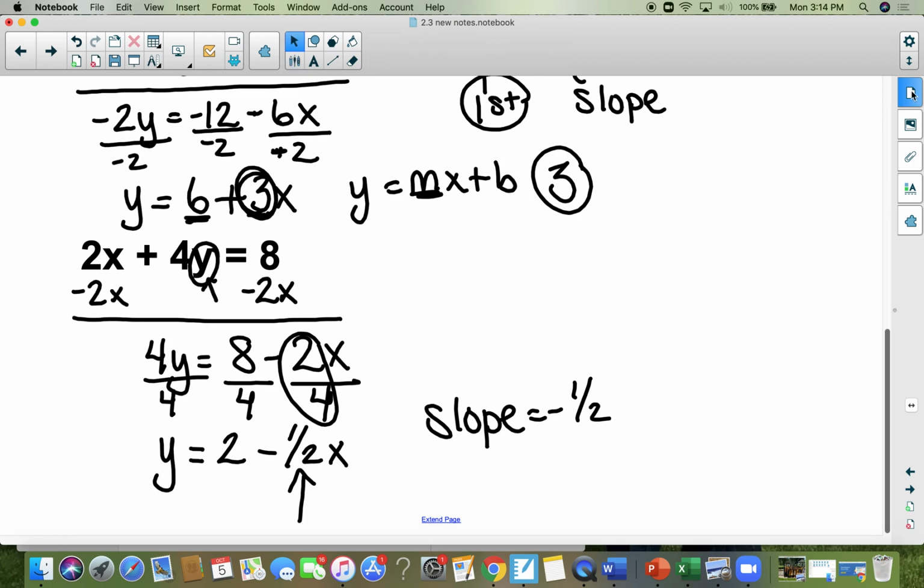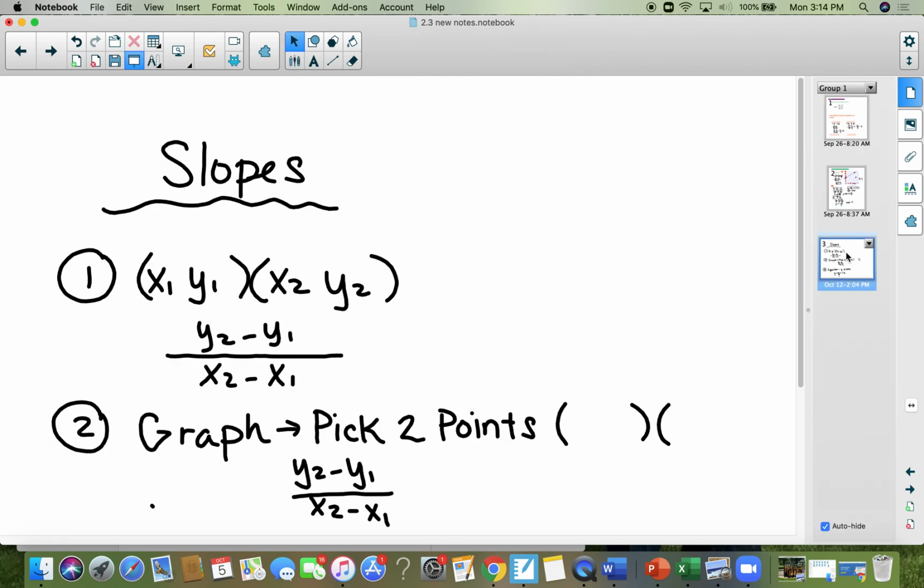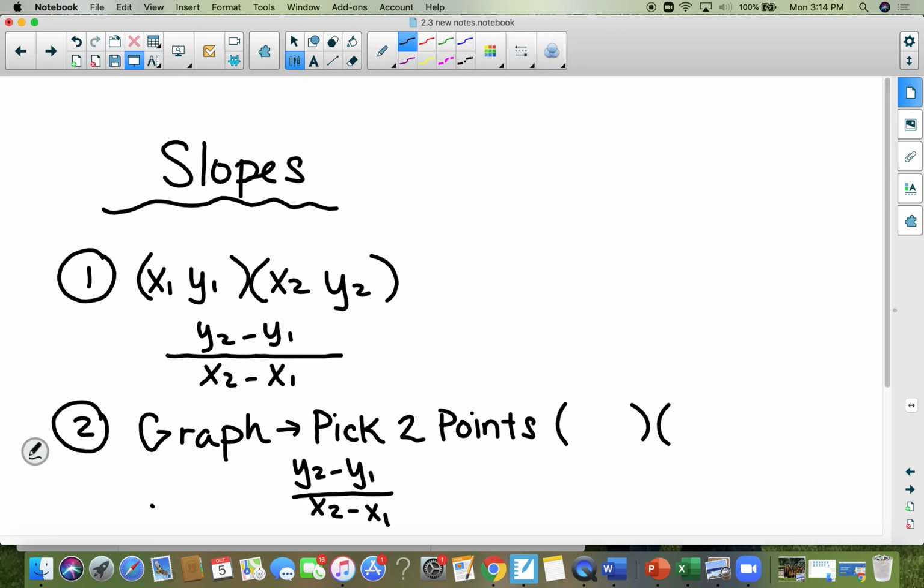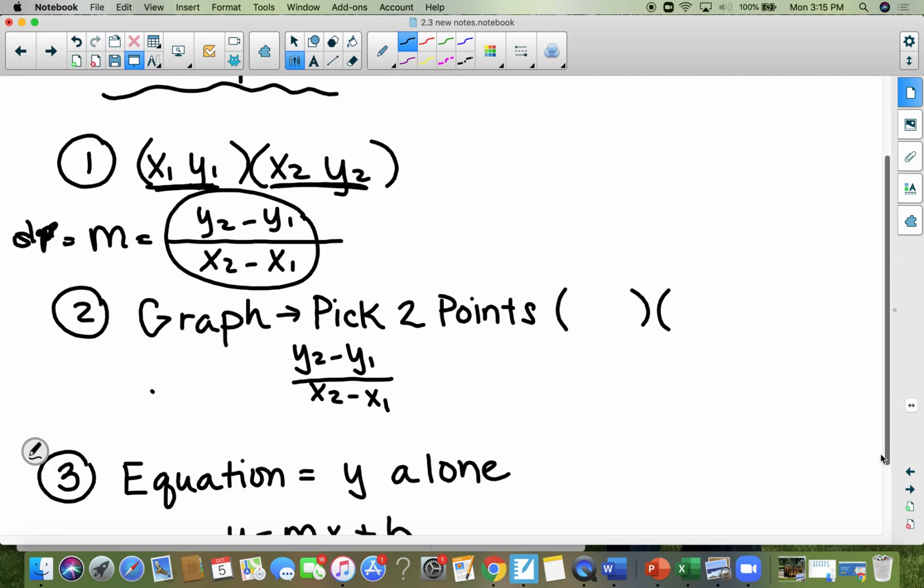Okay, the last page is just to summarize. If you're given 2 points, that's the first part. We just use the formula to find the m, or the slope: y2 minus y1 over x2 minus x1. If you're given a graph, you need to pick 2 points. And then once you pick your 2 points, you can use the same formula that you did in number 1.